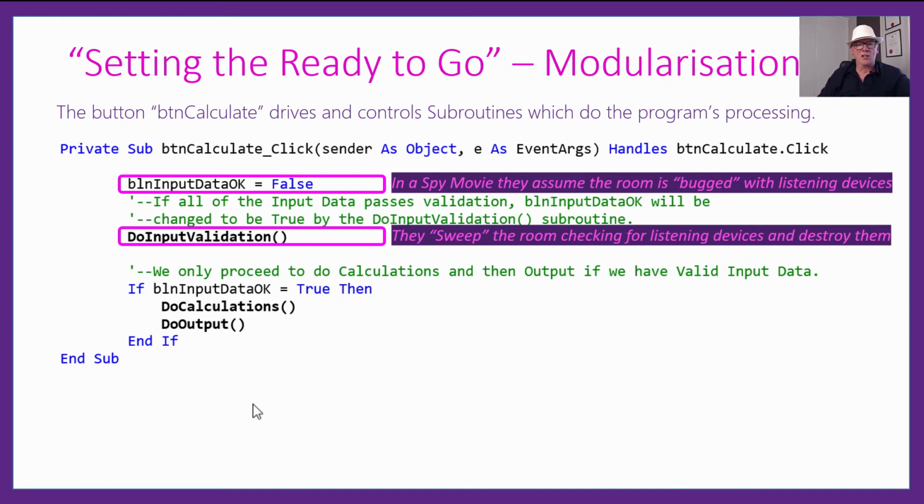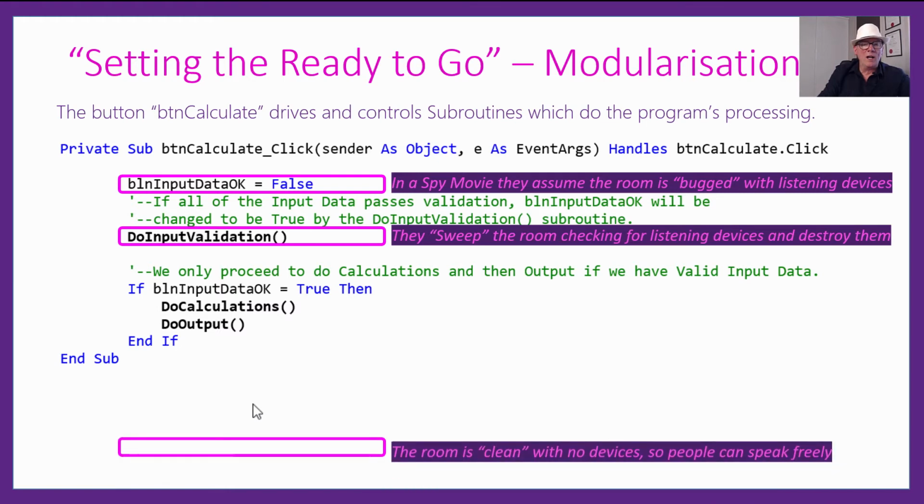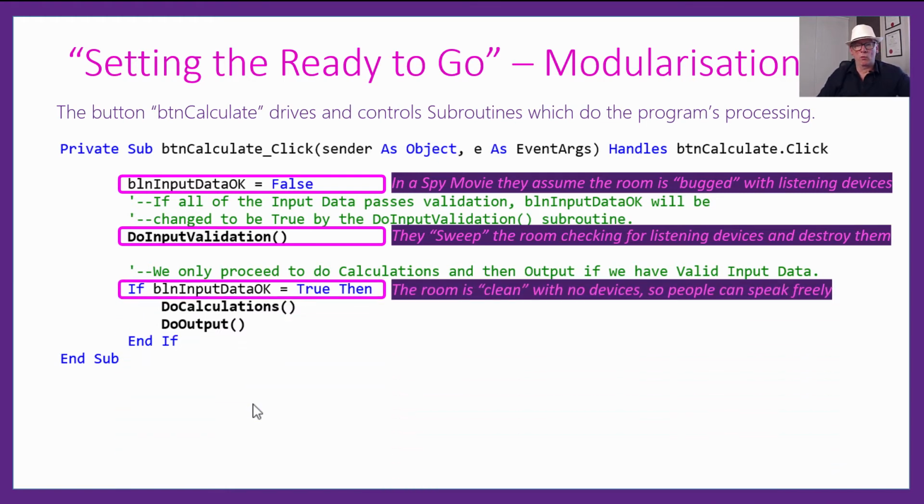All right, so they're just assuming right up front, hey, it might be unsafe in here. Let's not do anything until we've done all the checking we need to do, found all of those bugs and listening devices and dealt with them. And then once that's okay, the room is clean. They say, yep, the room is clean, and then they sit down and have their discussion, you know, in the movie. So there's no listening devices. People can now speak freely. Once we've done a validation, we know our program's all clean. We're ready to do the calculations and do the output.